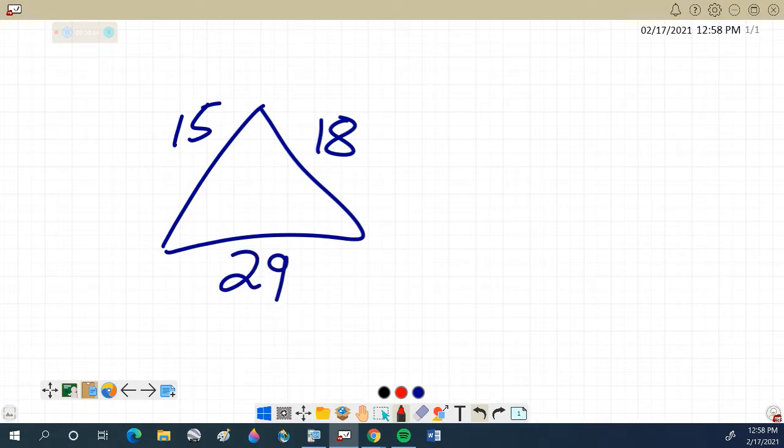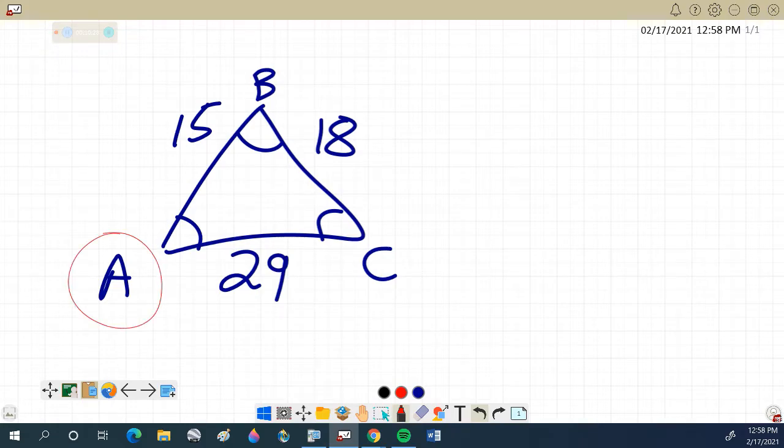And let's say I wanted to find all of the angles. Well, we have to pick one angle first. So let's focus on angle A. Which formula do we use for angle A? The a squared equals formula.